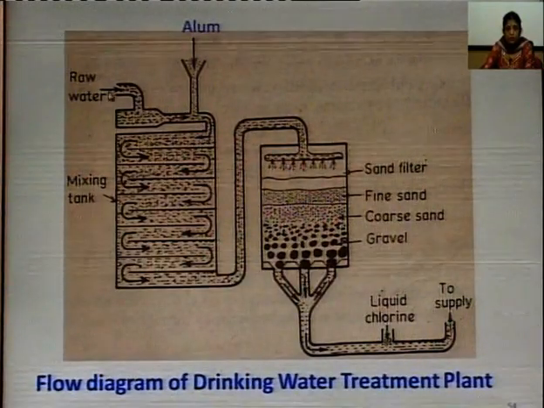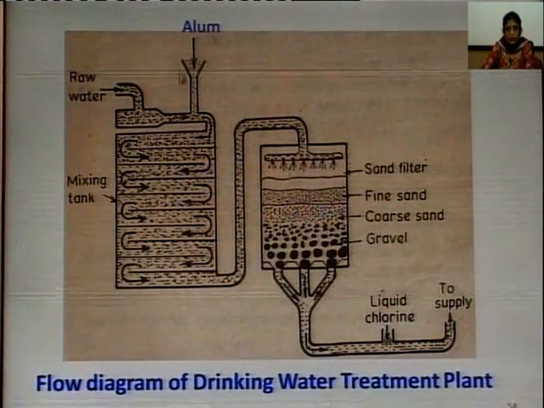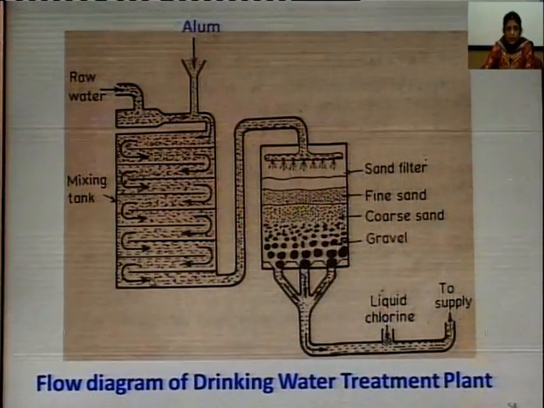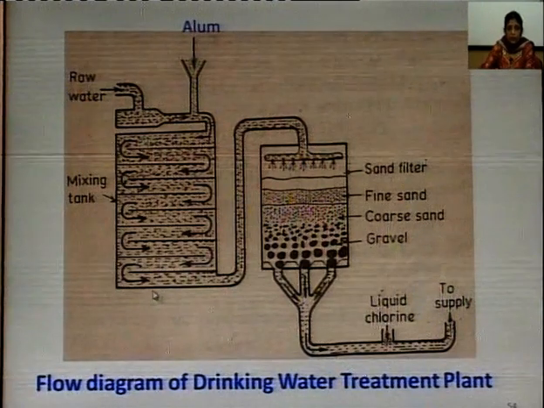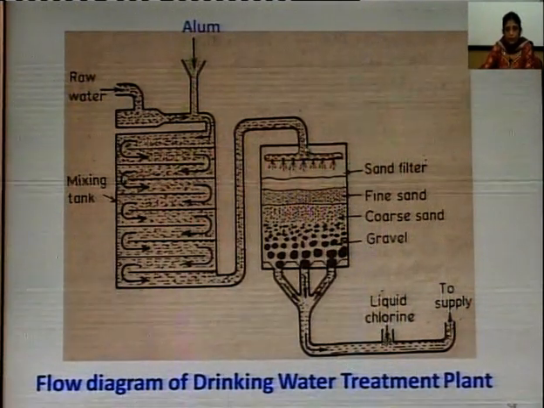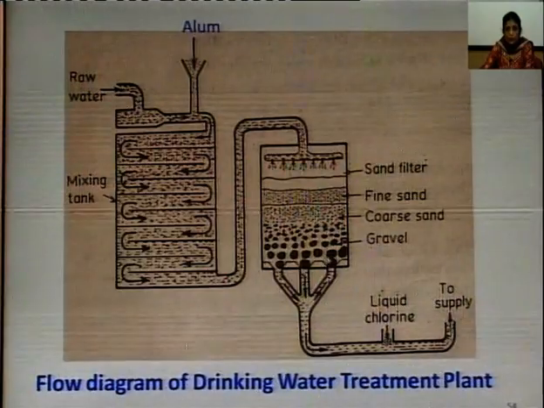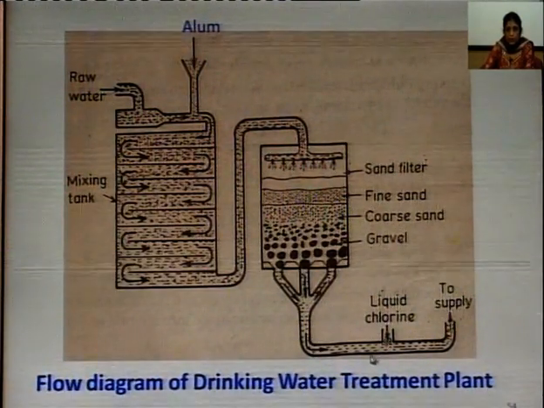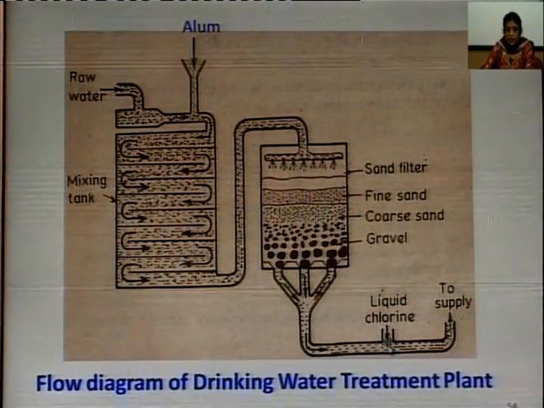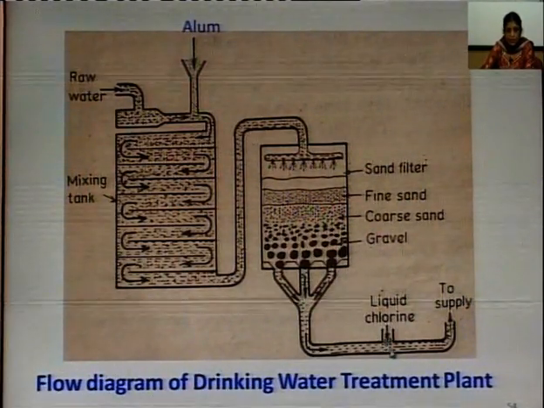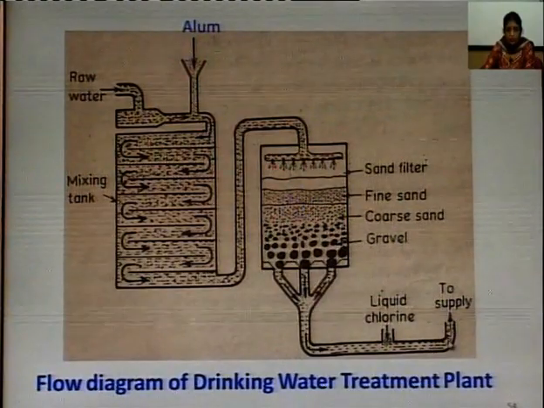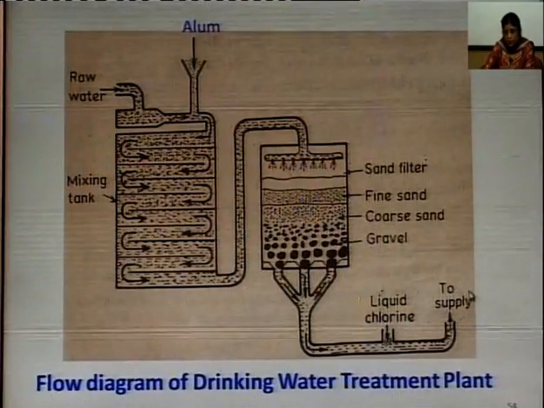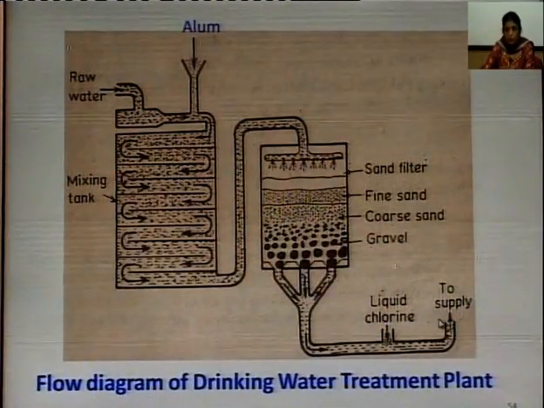From here raw water is passed, and alum is added. This is the mixing tank, and here the coagulated water is passed through this gravity sand filter, and filtered water is taken out, where on this side we can add liquid chlorine. So, water gets sterilized, and water free from any type of suspended particles or microorganisms can be taken out. It is used for town supply.